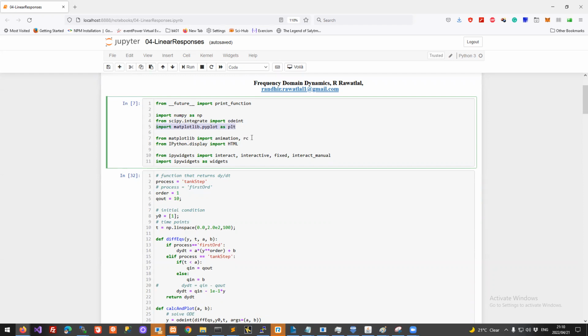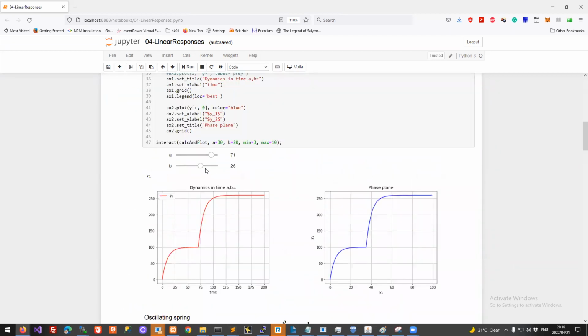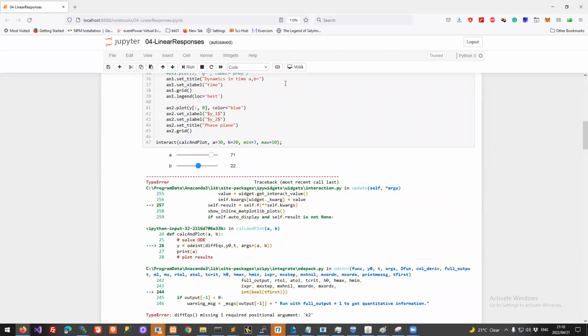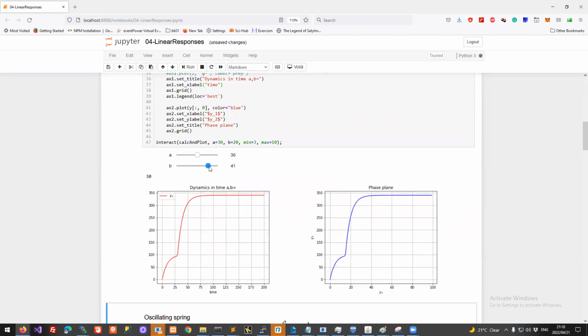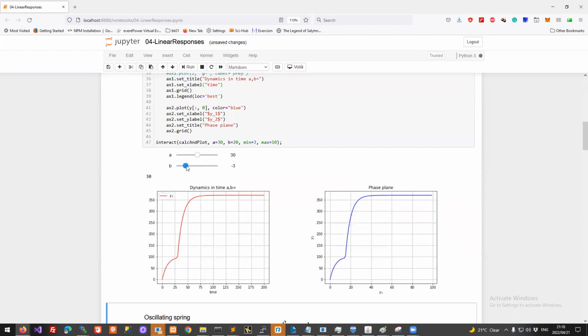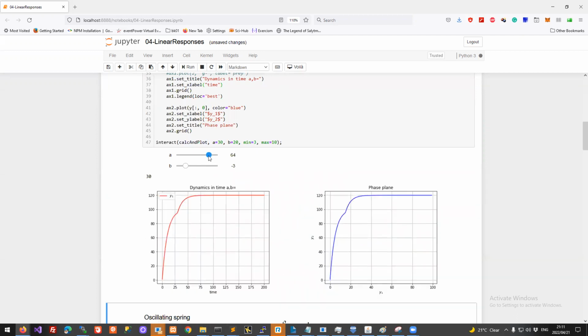And I'm also importing some animation stuff because I want to be able to adjust the parameters of the equation, and we'll be able to drag a little widget and see live how the system responds. So we'll drag this and then we'll be able to see how the process responds as we change some of the parameters in our systems.